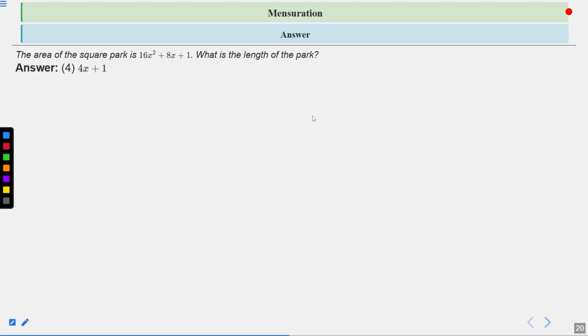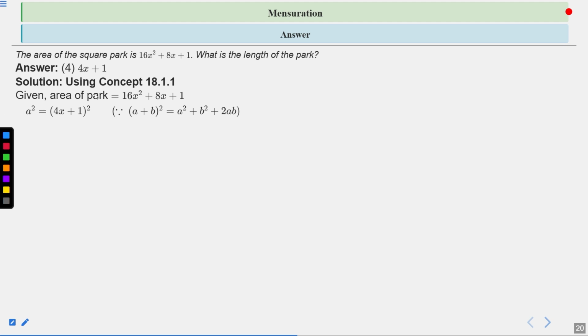How can we get it? See the detailed solution using concept 18.1.1. Given that the area of the park is 16x square plus 8x plus 1. When we clearly visualize it, we can say that this quadratic expression is the square of 4x plus 1. Using the formula for a plus b whole square, when we open 4x plus 1 whole square, we get 16x square plus 8x plus 1.